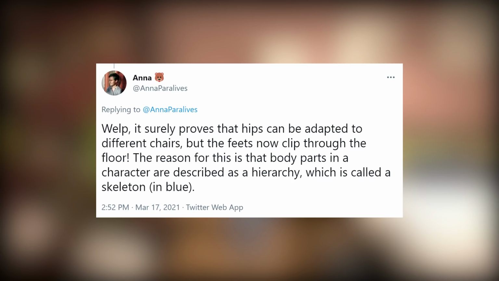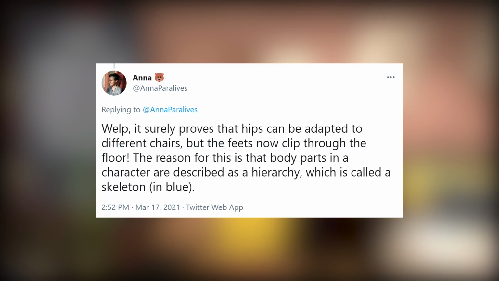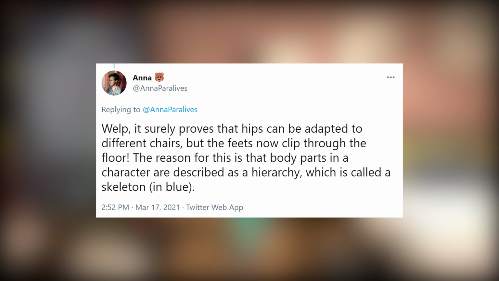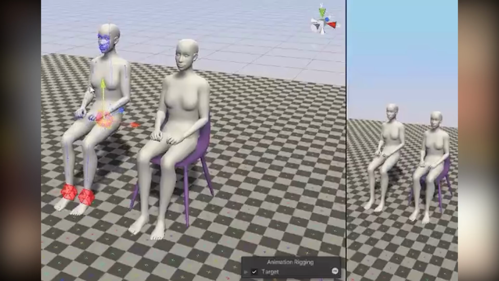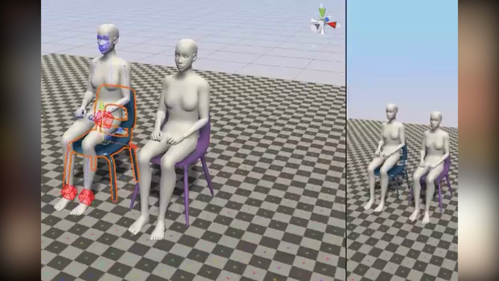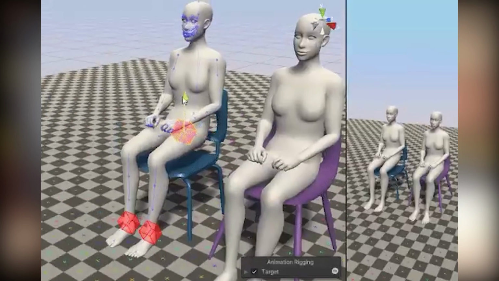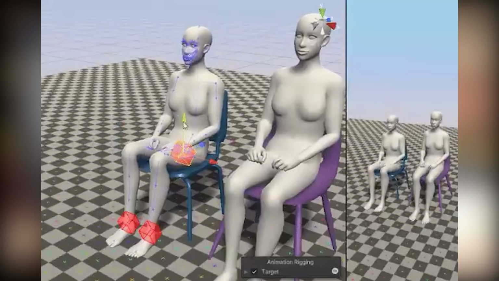It surely proves that hips can be adapted to different chairs, but the feet now clip through the floor. The reason for this is that the body parts in a character are described as a hierarchy, which is called a skeleton, in blue. The hips are the very top part of this hierarchy, meaning that everything else moves along with it, including the feet. As I'd like my feet to stay planted into the floor, I'm adding 2 other procedural targets on the feet to make them stay still.